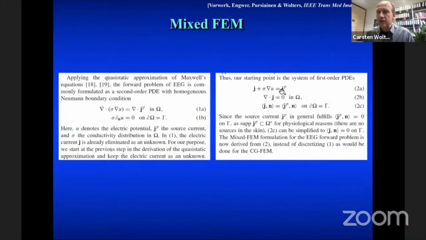Then we use the information that the divergence of J is 0. And we use the information that the normal derivative of J should be identical to the normal derivative of JP on the head surface. And since there are no sources in the skin compartment, at least in source analysis, we always have a 0 here. So we have homogeneous boundary conditions for the current density on the surface. And the mixed FEM is now working on this equation system.